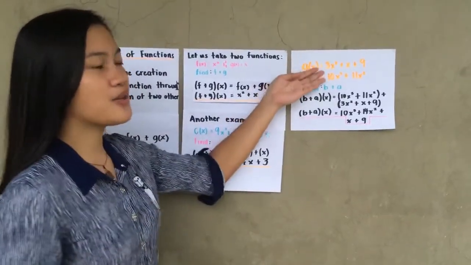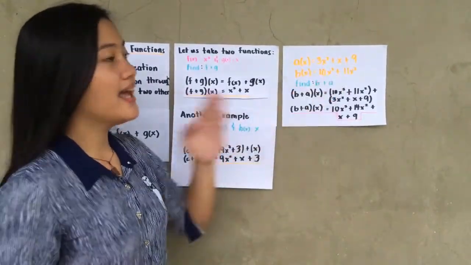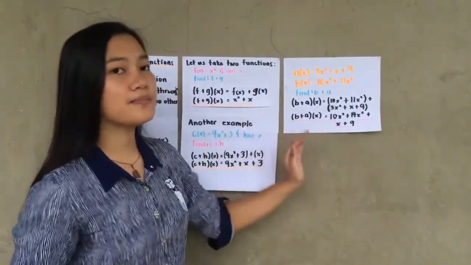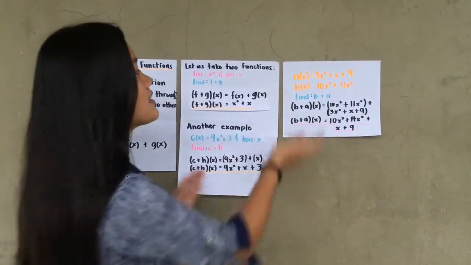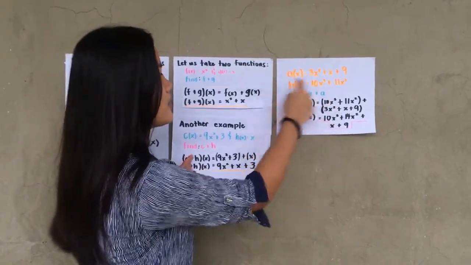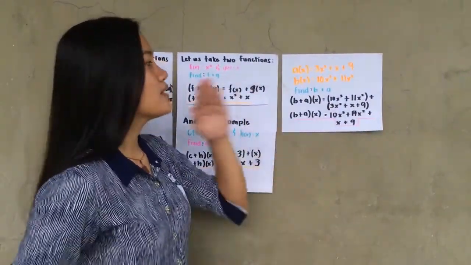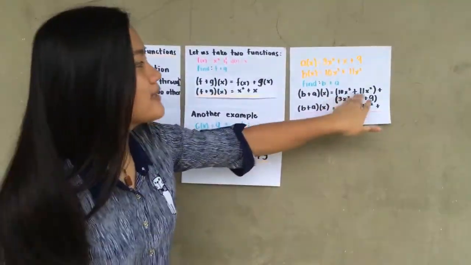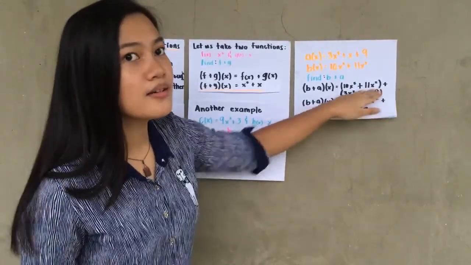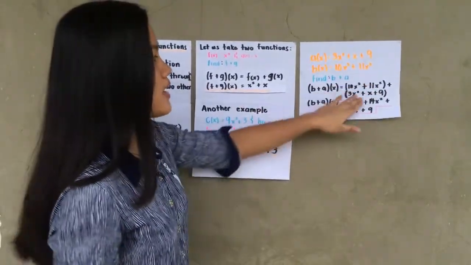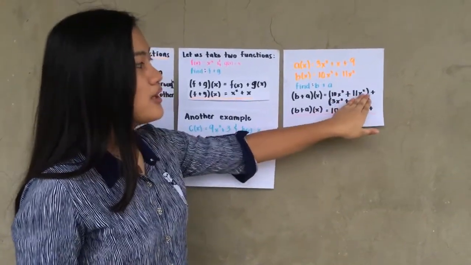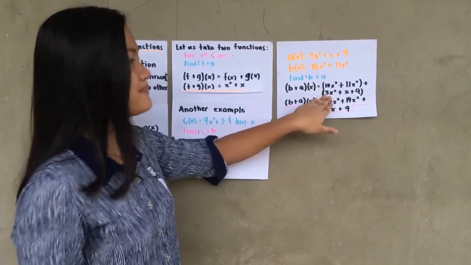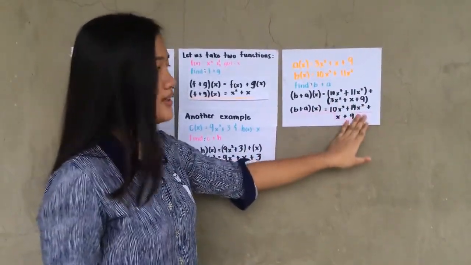We have a of x equal to 3x squared plus x plus 9, and b of x equal to 10x cubed plus 11x squared. Now, find b plus a, the same process and the same rule. So substitute the value of b of x and the value of a of x, and add them together. You add the like terms. Now, 10x cubed, do we have the same term in the other addend? No, so just copy 10x cubed. Now, 11x squared, do we have the same? Yes, we have the same term in the other addend.